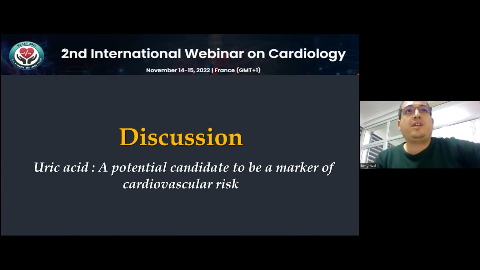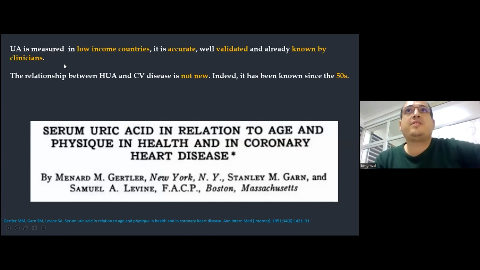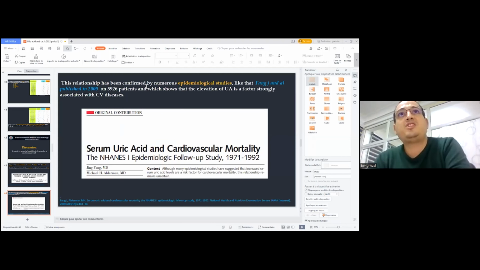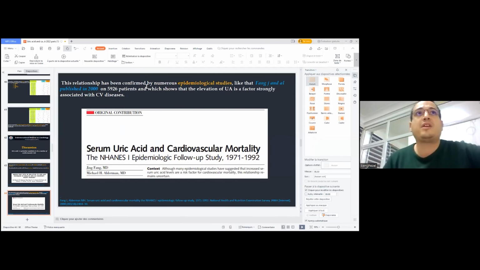Uric acid is measured in low-income countries. It is accurate, well-validated, and already known by clinicians. The relationship between hyperuricemia and cardiovascular disease is not new. Indeed, it has been known since the 15th century. These relationships have been confirmed by numerous epidemiological studies. For example, this study shows that the elevation of uric acid is a factor strongly associated with cardiovascular disease.